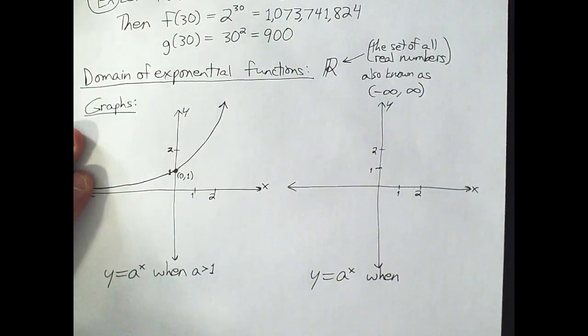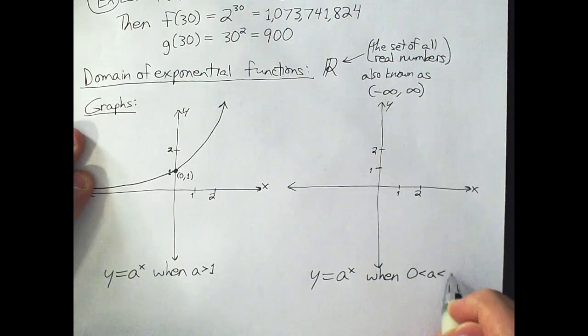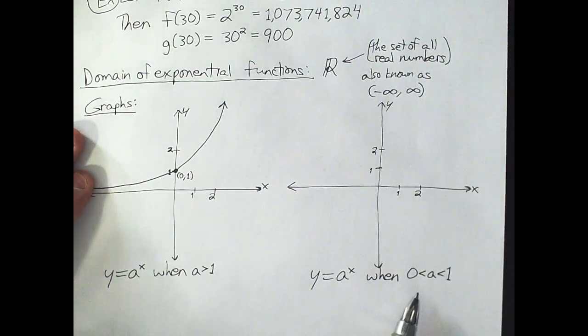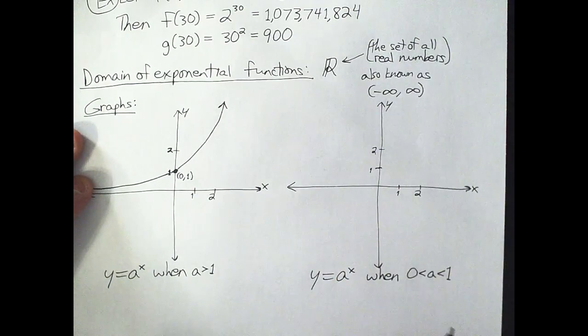is that a is less than 1. But in particular, a has to be positive by definition. So this is the case for values of a between 0 and 1. This is like if you had a equals 1/2, 1/2 raised to the x, or 2/3 raised to the x. Something like that falls into this category. And the graph is actually going to look different in this case.